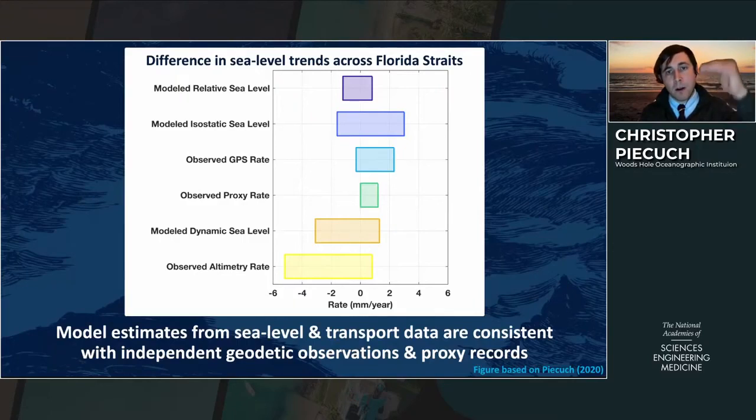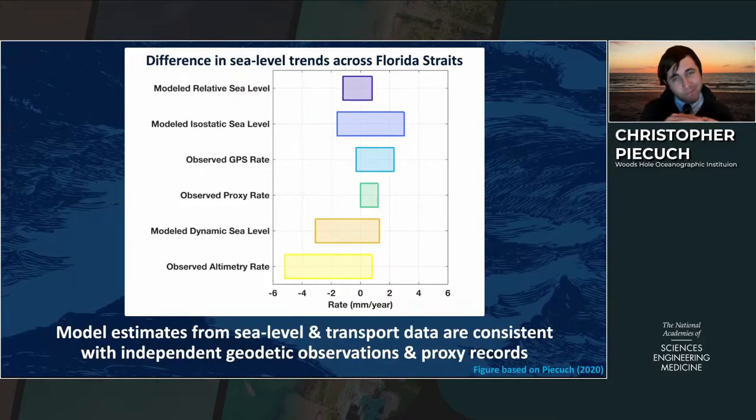So I'm showing here in this bar graph different estimates of that sea level difference trend. Again, the difference across the straits and the trend in time. Anything that's labeled as modeled is something that I've estimated in my study. Anything that's indicated as observed is an independent data set that I've held in reserve and not included in my probabilistic estimate. And what I want to show here, so again, rate is on the bottom. The horizontal thickness is a measure of uncertainty, and the vertical thickness has no significance. It's just so you can see it. So if we start at the top at the modeled relative sea level trend, again, this is the difference across Florida Straits, we see that it overlaps zero, and there's not much of a significant change in the sea level difference over the study period.